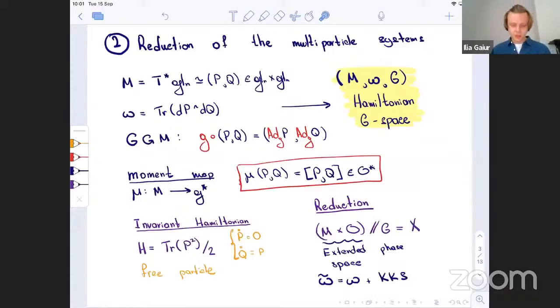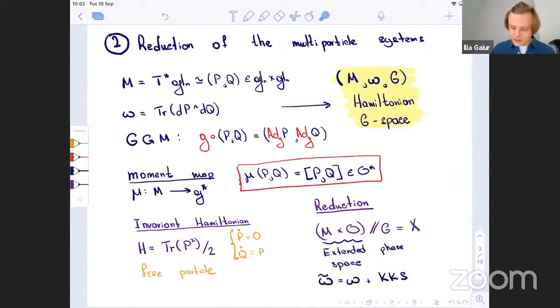Hamiltonian G-spaces. As an example, I will consider the following phase space. This is T*GL_N, so it's just GL_N × GL_N with the following symplectic form, and the group, obviously GL_N, acts on this space by just diagonal conjugation of matrices P and Q, which are just coordinates in each direct factor of the product of GL_N.